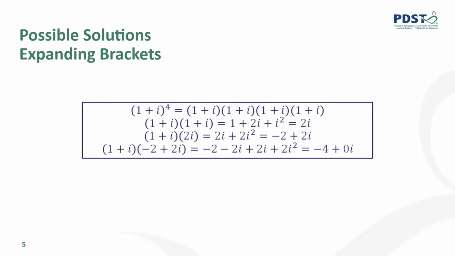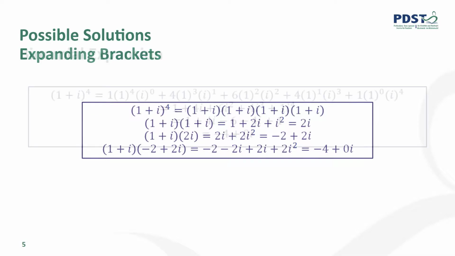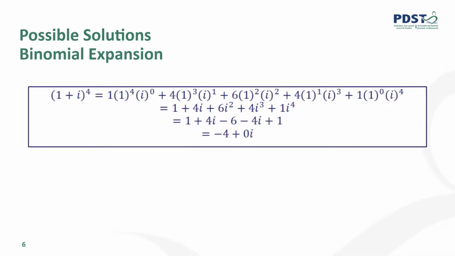Procedurally, expanding the brackets is an option. Similarly, binomial expansion could be used. Most students at this level should be able to achieve some success with either of these approaches, but there are a lot of opportunities for errors and this approach could be tedious, especially for higher powers.